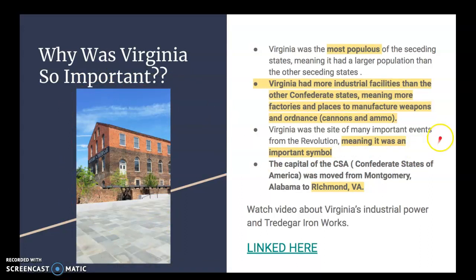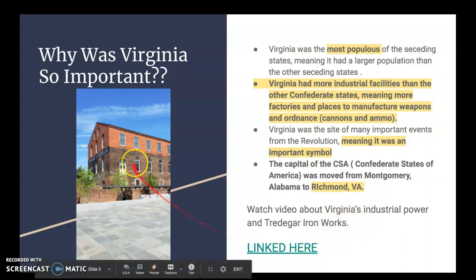Another reason why it was important for Virginia to be part of the Confederacy was that it had great symbolic value, because many important events from the Revolution took place in Virginia. And indeed, a lot of the people fighting for the South in this war viewed their struggle and their fight as an extension, or maybe a second revolution. So the capital of the Confederate States of America was moved from Montgomery, Alabama to Richmond, Virginia. There's a cool video about the ironworks right here. I want you to check that out.